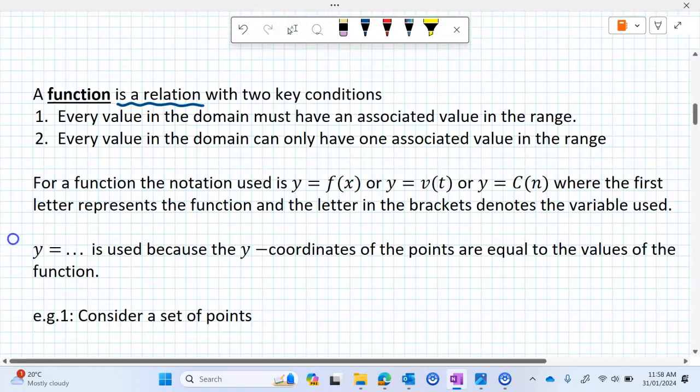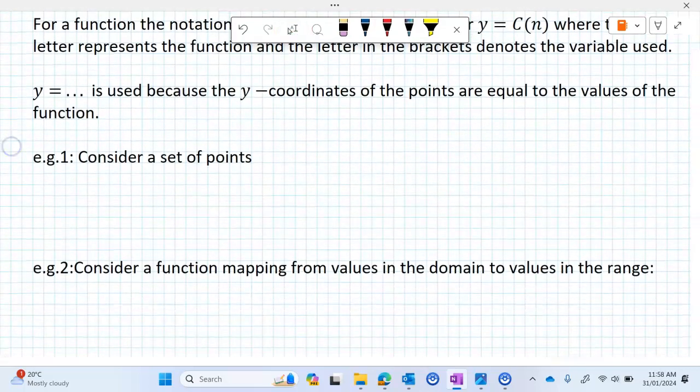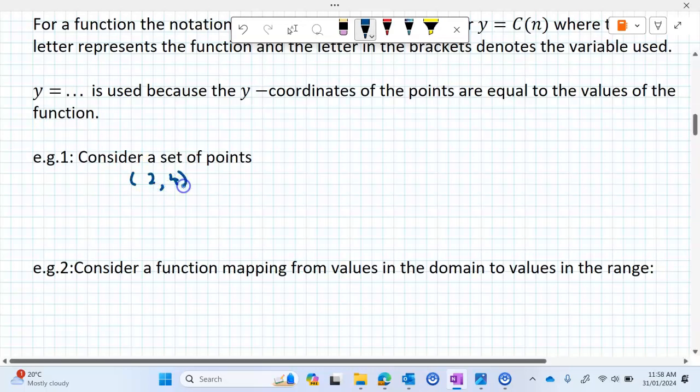Okay, again we're going to consider a set of points, going to be slightly different. Let's say 2, 4, 3, 7, so the first 2 points are the same as what we had before, but then we're going to have 4, 8 and 4, 9. That's a relation because it's a set of points, but it's not a function, because the x value 4 has 2 y values.